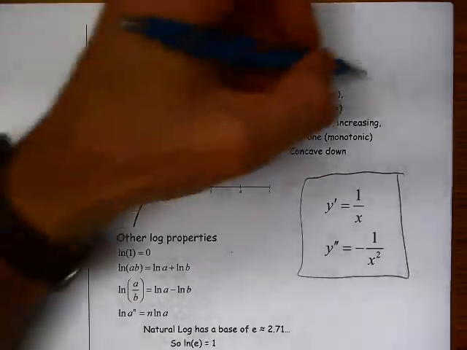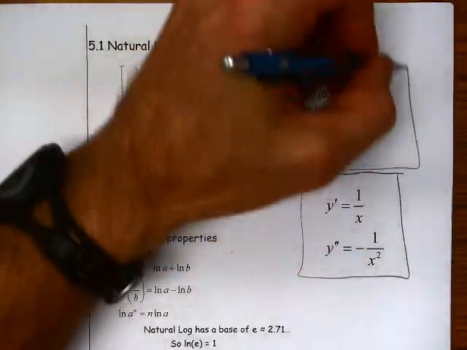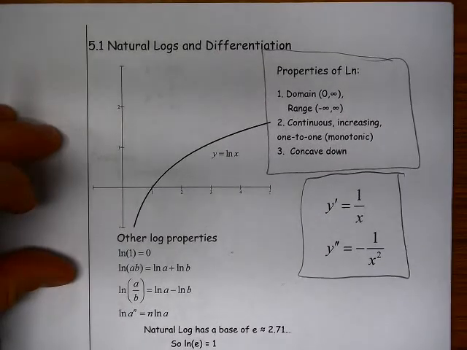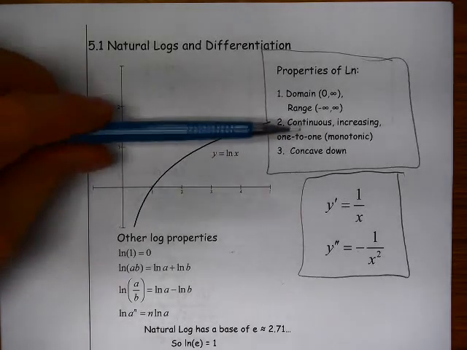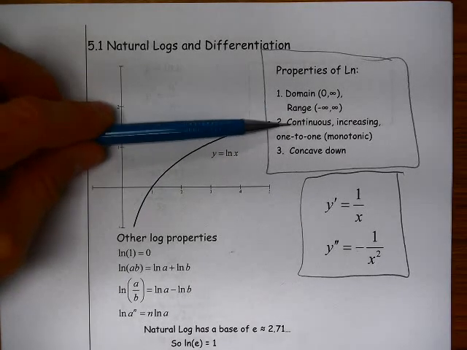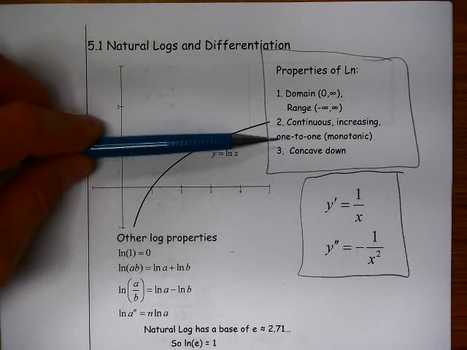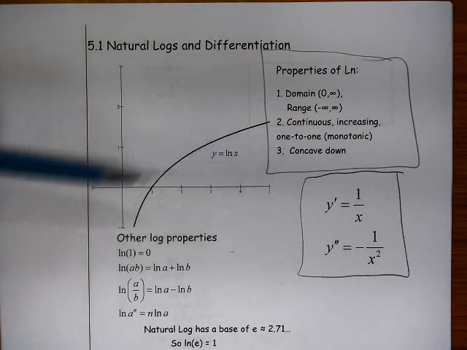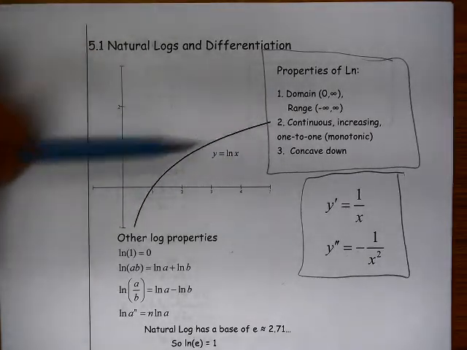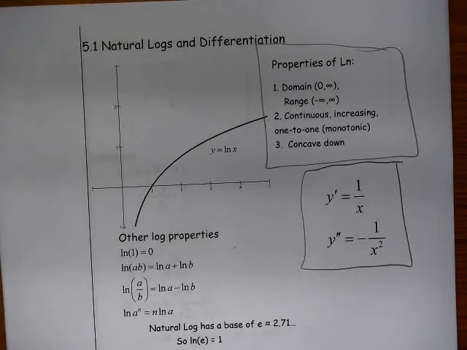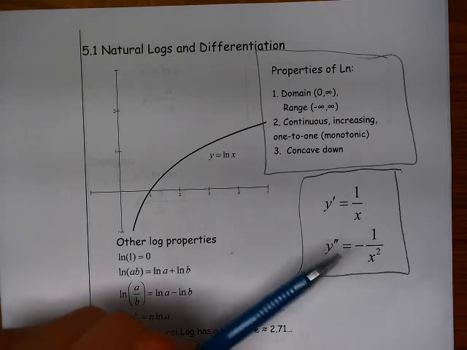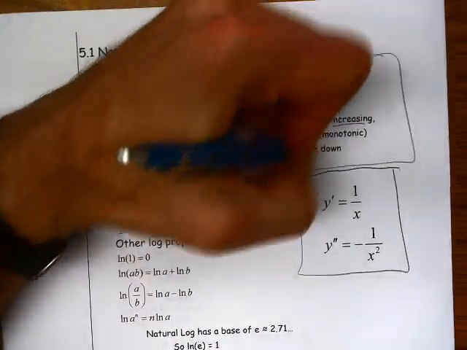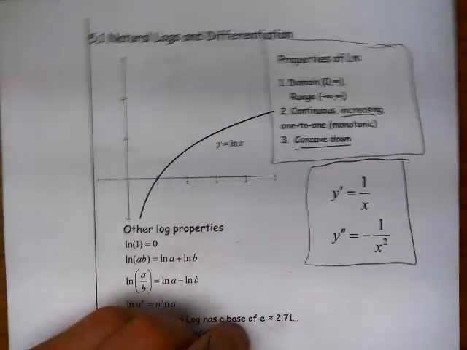We know from Pre-Cal that the natural log has a domain from 0 to infinity. The range is from negative infinity to positive infinity. It's continuous and always increasing, so it's 1 to 1, and it's always concave down, has that shape. In Pre-Cal we didn't really have a word for that shape, but now we know that it's concave down, and we can see why it's both increasing and concave down when we look at the first and second derivatives.